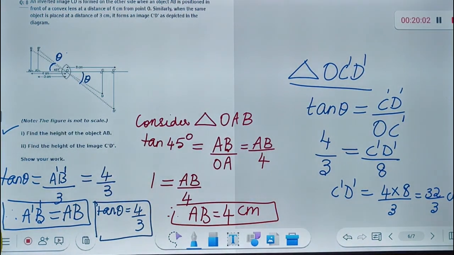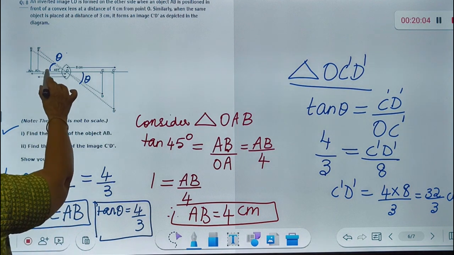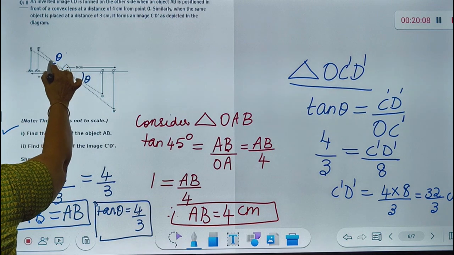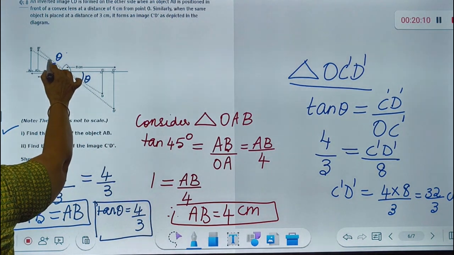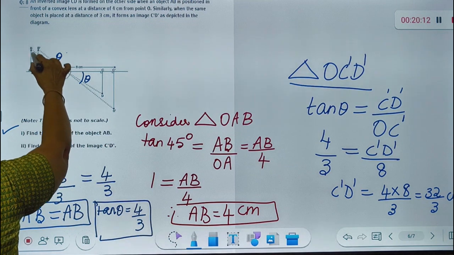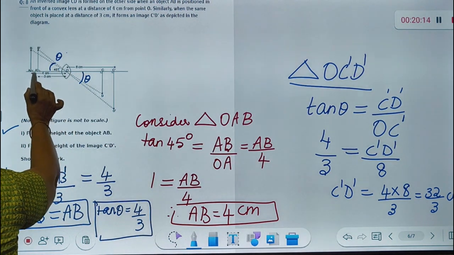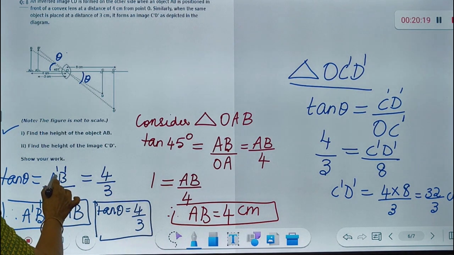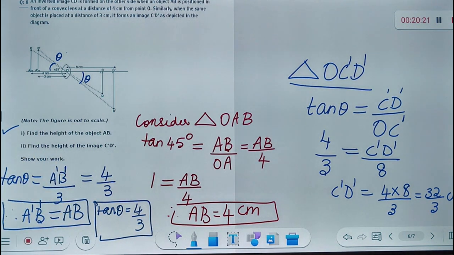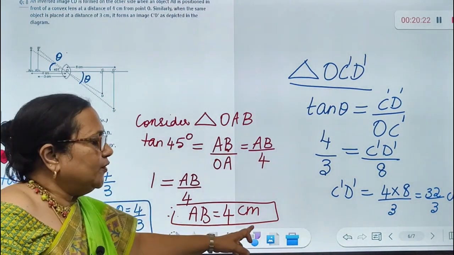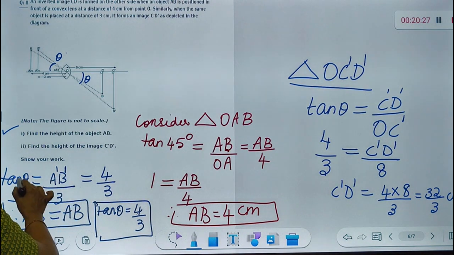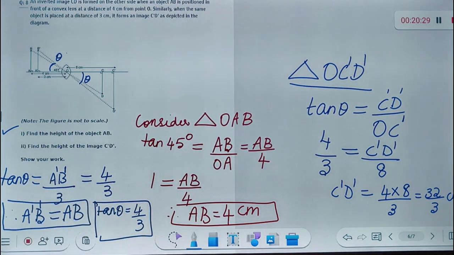Are you able to follow? See, this is tan theta. If I look at the bigger angle as theta, tan theta will be equal to A'B', which is the opposite side, by the adjacent side, which is 3. But A'B' is the same object as AB. AB we have calculated to be 4. Okay, so A'B' is also 4. So tan theta equal to 4 by 3.